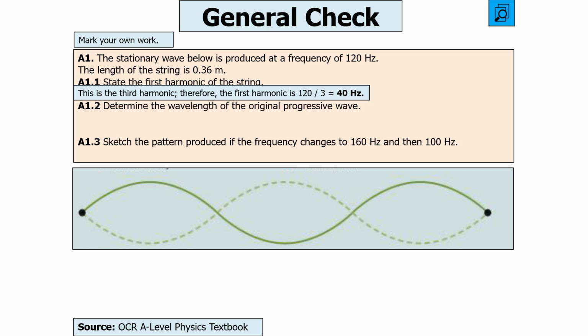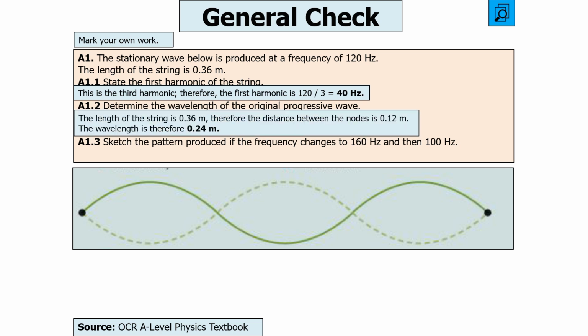Now you can see in this particular picture that the entire length of the string is 0.36 meters, but it's actually 1.5 waves, because you have 2 antinodes, or 2 deviations from 0 to maximum amplitude, in one wave. There's 3 of them, so that tells you you've got 1.5. So if there's 1.5 wavelengths in 0.36 meters, then in one wavelength it's 0.24 meters.